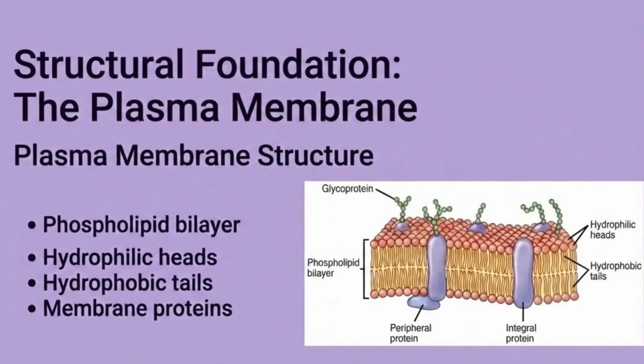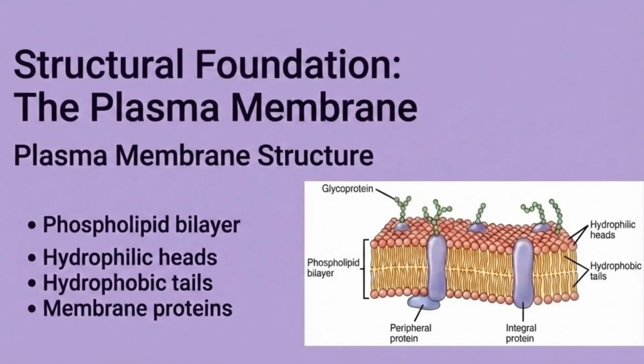Some proteins extend completely through the membrane. These are called integral proteins. Others are attached to only one surface, known as peripheral proteins. These proteins function as channels, carriers, receptors, enzymes, or structural anchors. Their placement within the membrane allows them to control what enters and leaves the cell, and how the cell communicates with its environment. The hydrophobic interior allows lipid-soluble molecules, such as oxygen and carbon dioxide, to pass through easily.